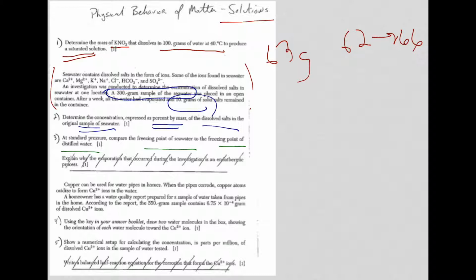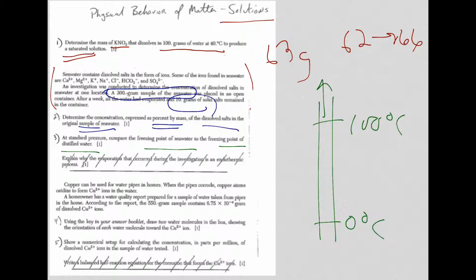All right. So here's the deal. When you have water, pure water, it freezes at 0 degrees Celsius and boils at 100 degrees Celsius. As soon as you dissolve something in the water, the boiling point raises and the freezing point drops, just because those salts are in the water. Okay? So, they're asking you about freezing points. So all you have to say is that the freezing point of seawater is going to be lower than the freezing point of distilled water. And you're done.